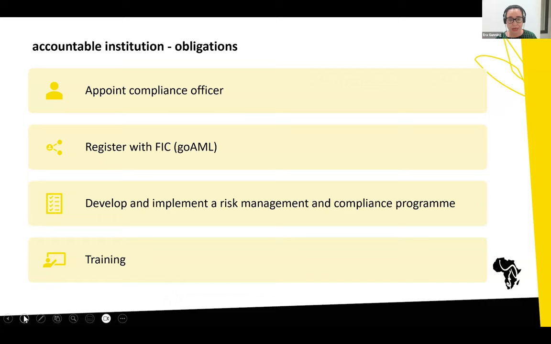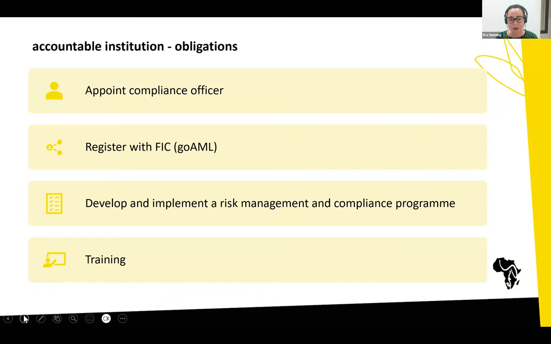So I do urge you, if you were supposed to register and you didn't register, this is not going away. This is not going to be amended anytime soon. Please do register. Very importantly, you have to develop and of course implement a risk management and compliance program. And we call this an RMCP.